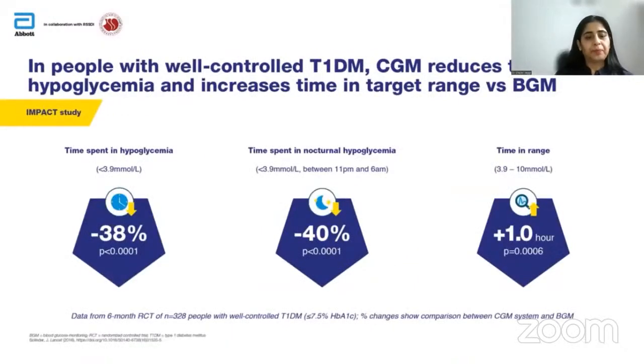This is the IMPACT study, a 6-month randomized controlled trial of 328 patients with well-controlled type 1 diabetes, that means an A1C of less than 7.5%, where CGM helps us reduce the time in hypoglycemia and increases the time in target range versus blood glucose monitoring. So as you can see on your screen here, in these well-controlled type 1 patients, the IMPACT study clearly shows a 38% reduction in the time spent in hypoglycemia, a 40% reduction in time spent in nocturnal hypoglycemia, and an extra 1 hour added to time in range in these patients with type 1 diabetes.